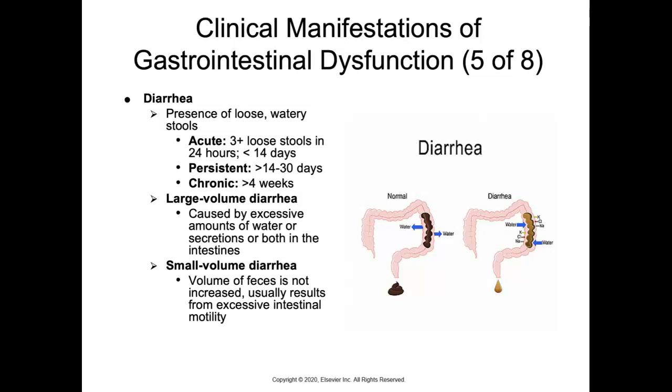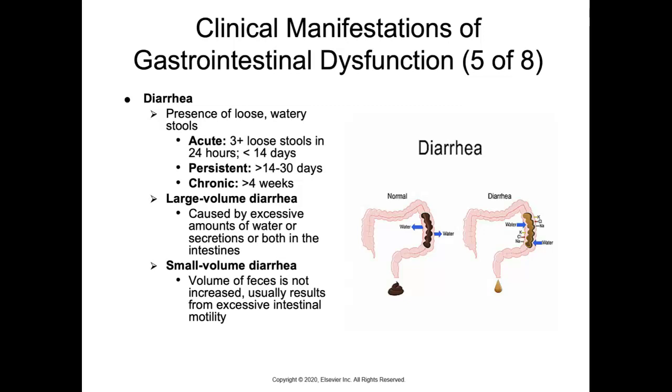And this is when we have a presence of loose, watery stools, and we can classify them as being acute, persistent, or chronic. So acute means that we have 3 or more loose stools in 24 hours, and this lasts less than 14 days, which is the case for a majority of the population. But if it is going to last longer than 14 days, that is persistent. And if we go over 4 weeks or a month, then it is classified as chronic.